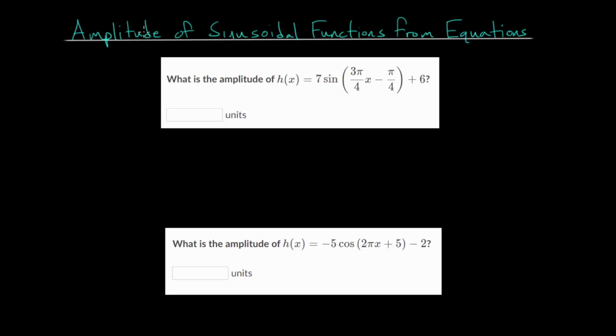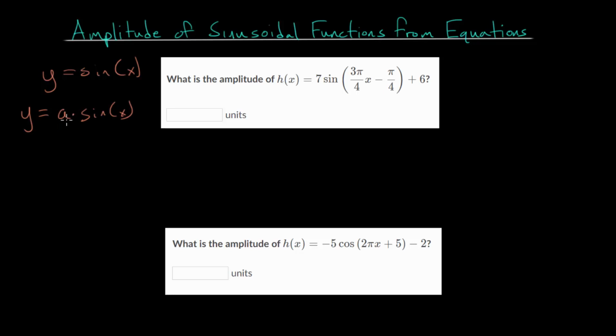In this video, I'd like to continue talking about the amplitude of sinusoidal functions from their equations. In a previous video, we looked at the parent function for the sine and the cosine. And we saw that when we multiply this parent function on the outside by some constant a, then this constant essentially stretches or scales the function by whatever that factor is.